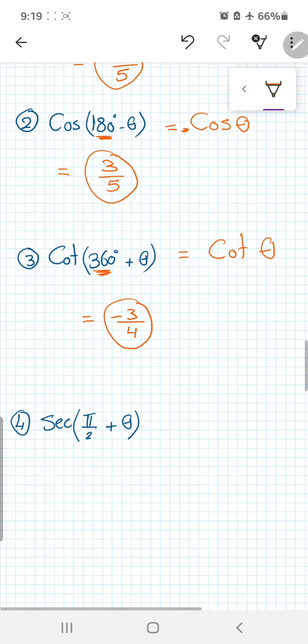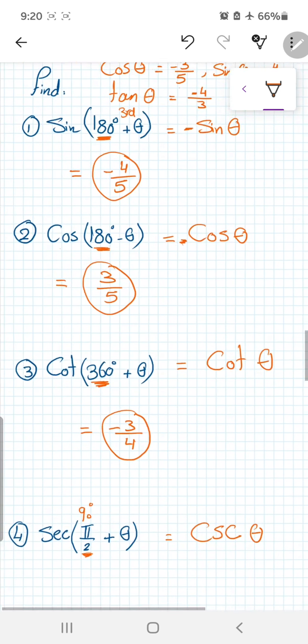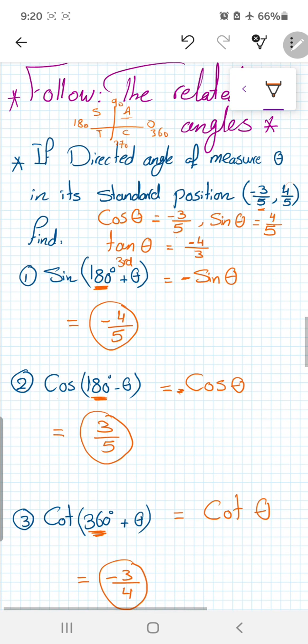The last one: sec of pi over 2 plus theta. Pi is 180, so pi over 2 is 90 degrees. 90 degrees is an odd angle, so sec will become cosec. Don't forget. So here we have cosec theta. 90 plus is in the second quadrant. In the second quadrant, sec will be negative.